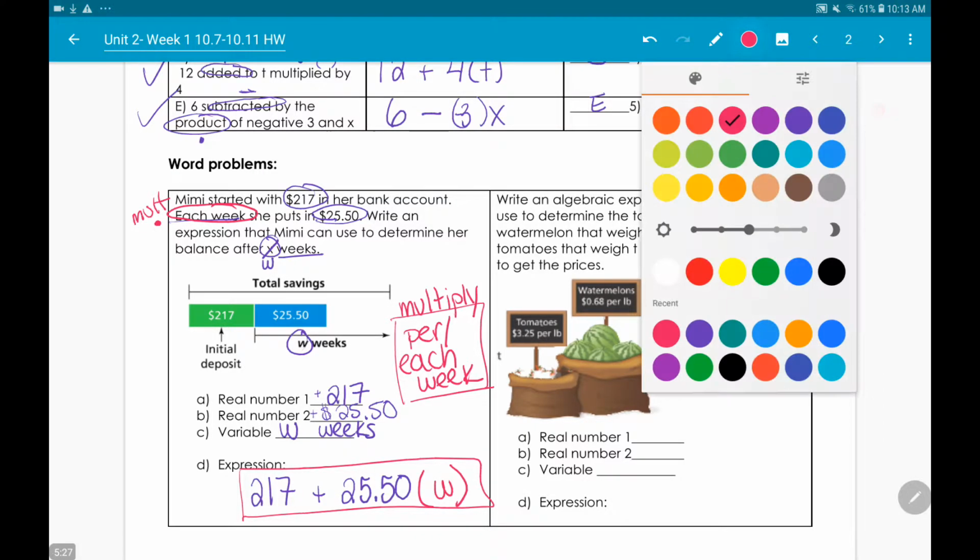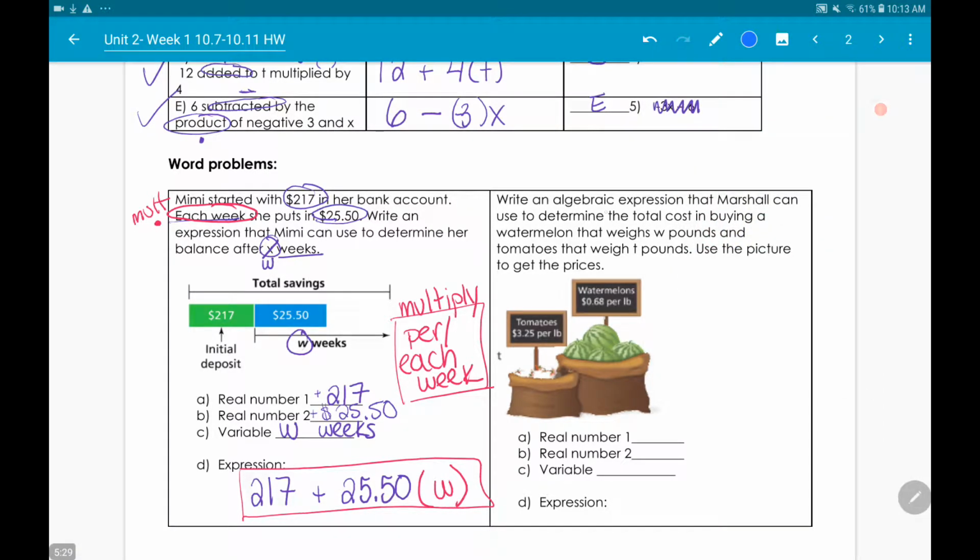All right, let's look at the next one. Write an algebraic expression that can be used to determine the total cost in buying watermelon that weighs W pounds and tomatoes that weigh T pounds. Use the picture to get the prices. Okay, so tomatoes is $3.25 per pound. And remember, we just said that per means to multiply.